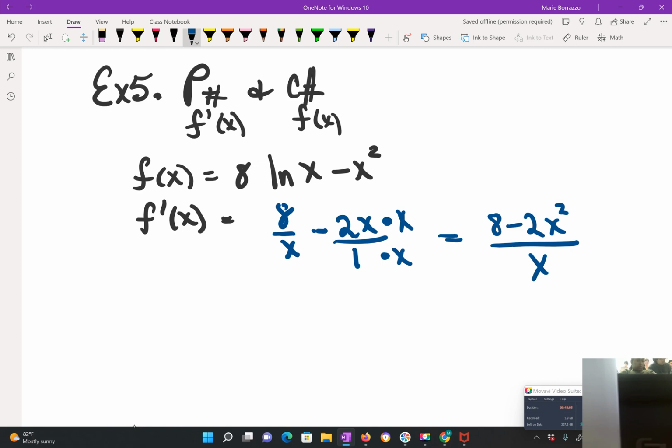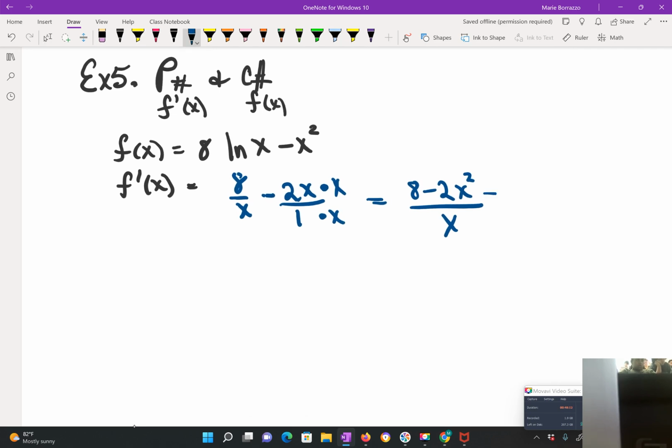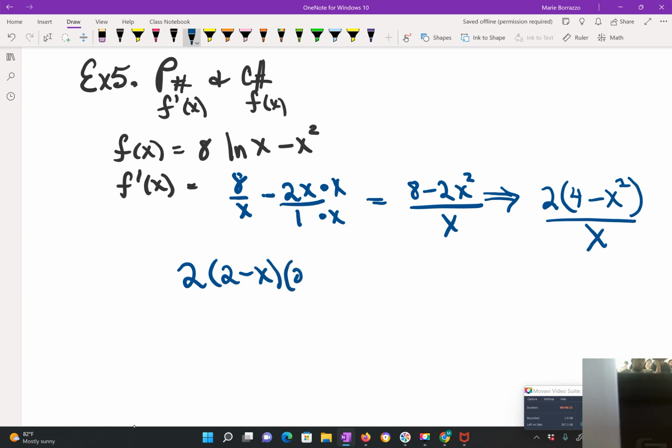Still not done. While yes, this is your first derivative, you can still factor that, right? If I take out a 2, I'm going to end up with 4 minus x squared over x. I'm still not done. I could still factor that further. This is 2 parentheses, 2 minus x times 2 plus x, and all of this is over x. Just remember, x has to be a number greater than 0.